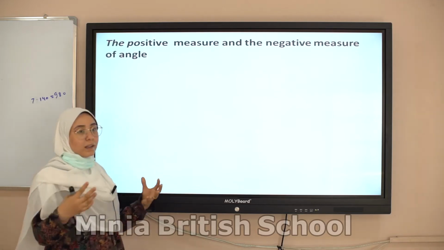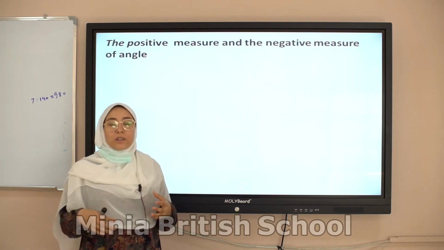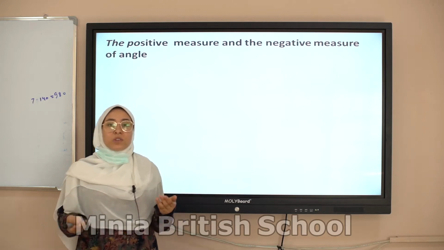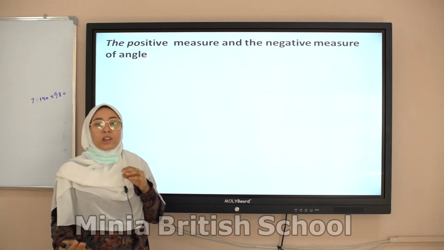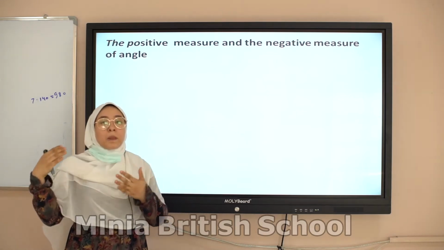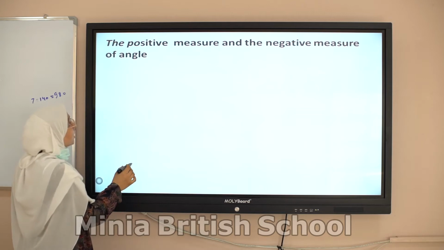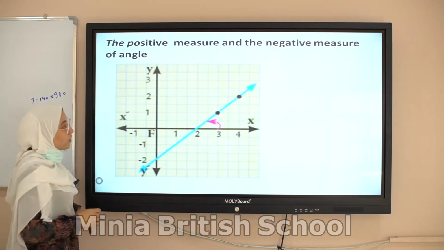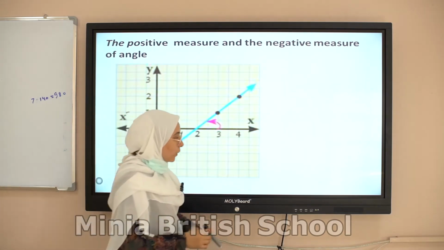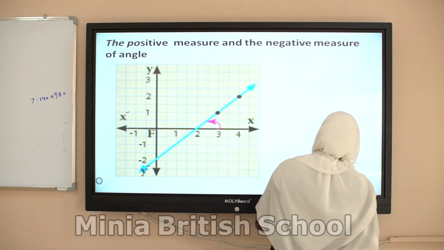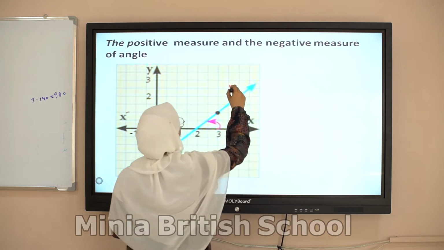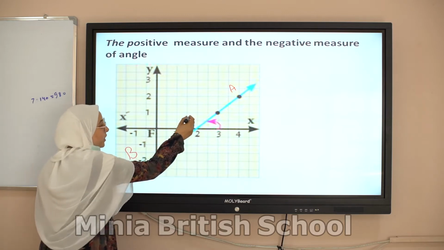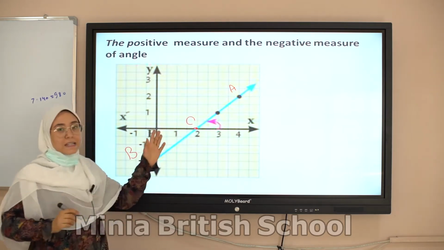Now, in this lesson, we will learn how to calculate the slope of the straight line given the measure of the positive angle which the straight line makes with the positive direction of the x-axis. So first, the positive and negative measures of angles. Here you have straight line AP. The straight line AB intersects the x-axis at point C.